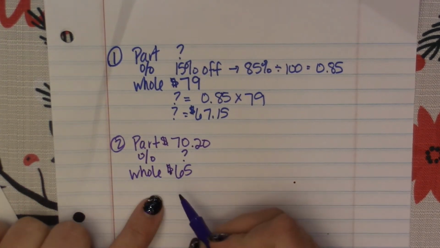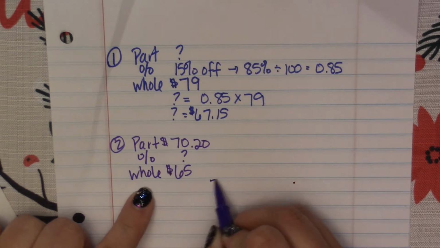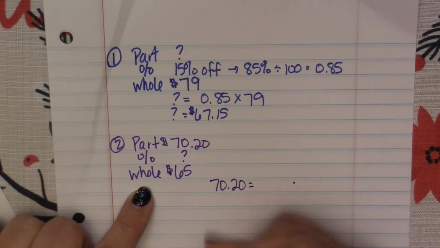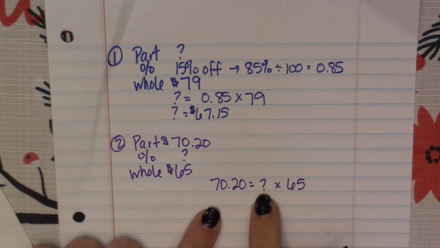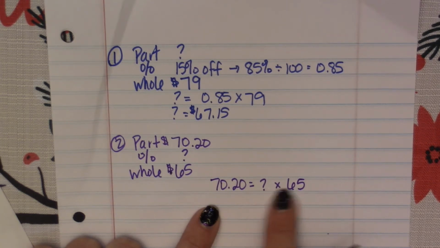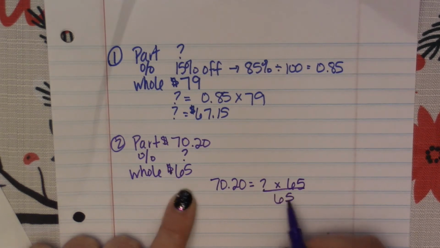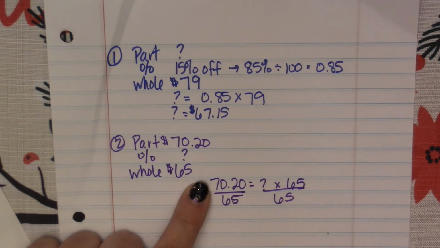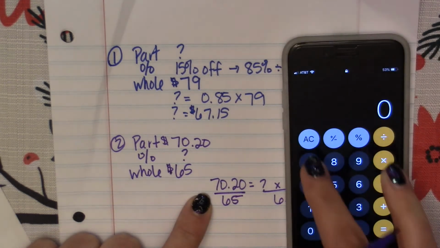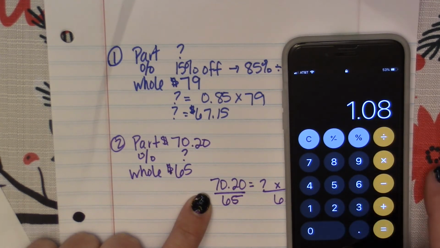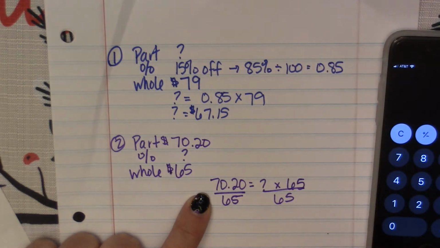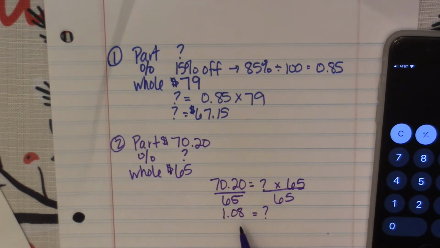All right, so let's put our numbers in. So part equals the percent, which we don't know, times the whole. So on this one, we don't know what to multiply by. So instead of multiplication, we're going to work backwards and we're going to divide. So we're going to divide by 65 and use your calculator to help you with this. So 70.20 divided by 65 is 1.08. So this is the decimal, which we need to change into a percent.